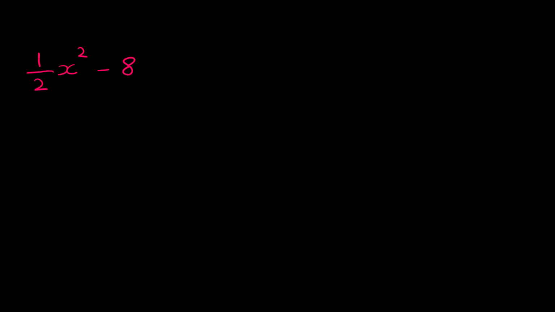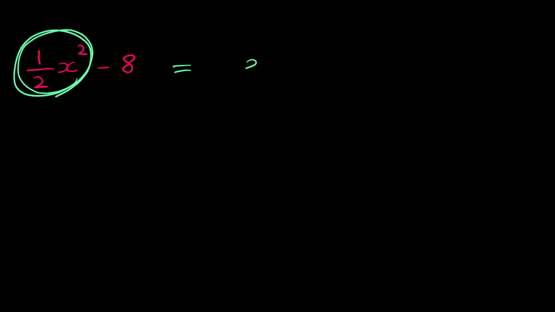Look at this example, 1/2 x to the 2 minus 8. We have a simple coefficient 1/2, but we don't like 1/2. So how can we get rid of 1/2? Multiply everything by 2. If we multiply this term by 2, it would be x to the 2. Negative 8 times 2, negative 16. But because we multiplied by 2, we have to put 1/2 outside.